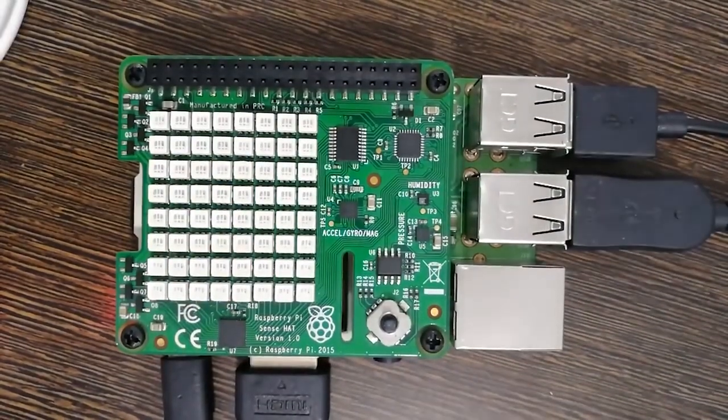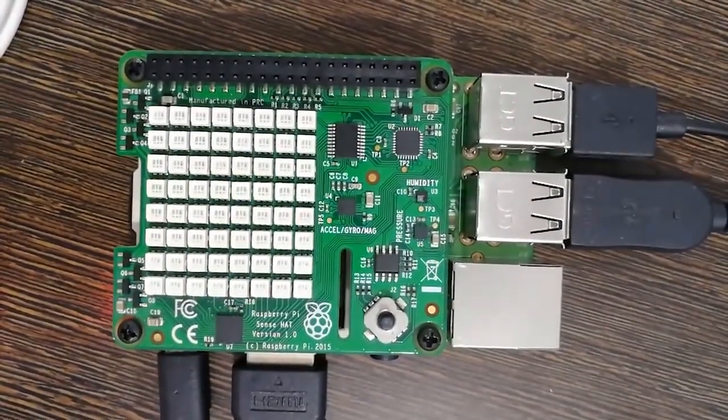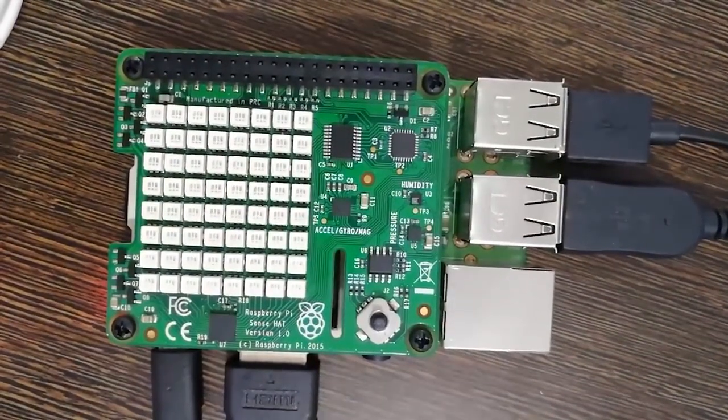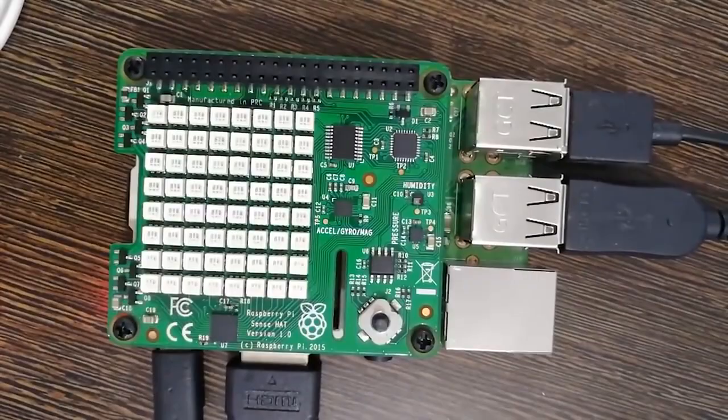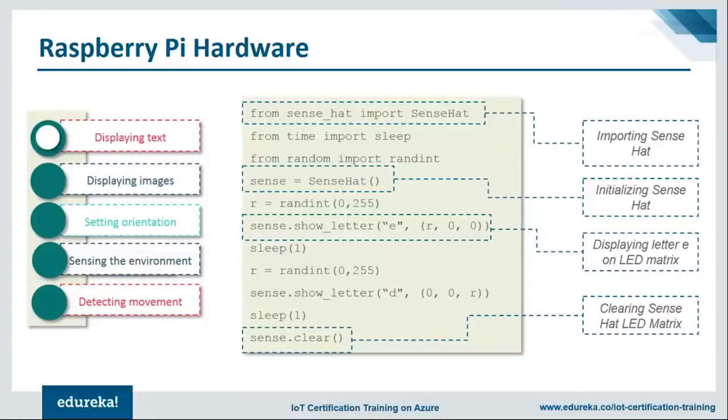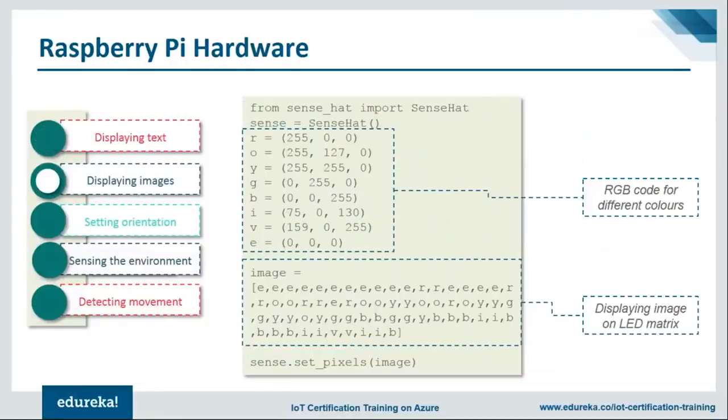So based on the inputs that I have given, it has displayed a certain letter on the Sense HAT LED display as well. So let's go back to our presentation and look at the next program that is involved here. The next program basically is going to display an image. It is going to give you a complete idea of the various color combinations possible on the Sense HAT as well.